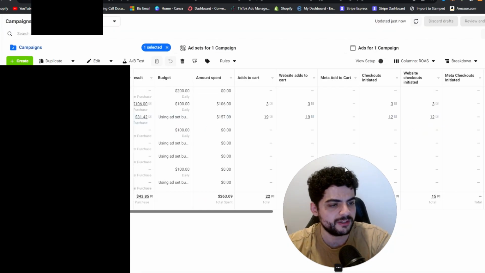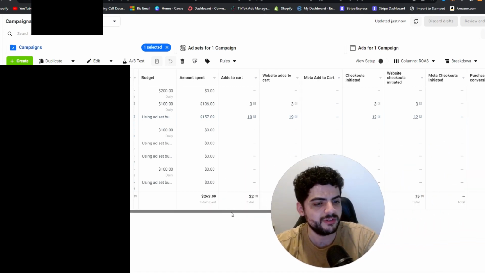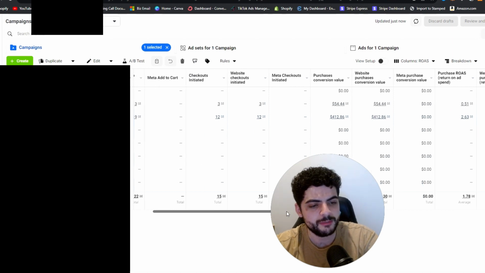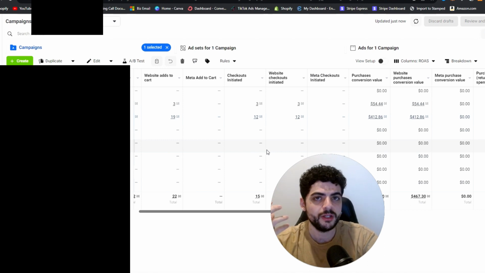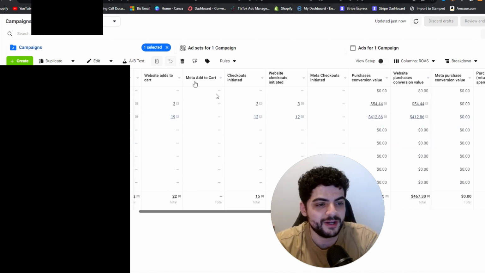It looks like Facebook tracked it quite well. We spent $263 and got $467 back, which is quite good. It says 1.78, so we'll say about 1.8 ROAS. It's not 2 ROAS, but we're still profitable, because like I said, our break-even ROAS is 1.28, which is really, really good.